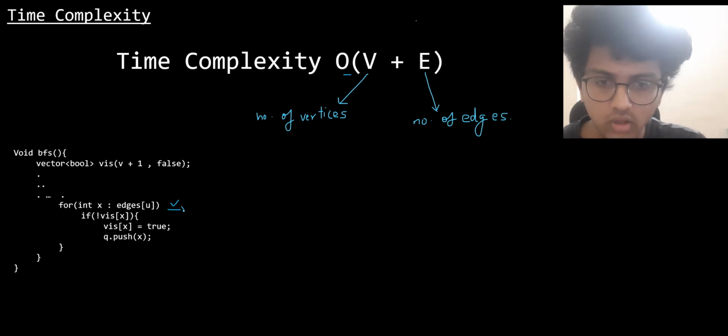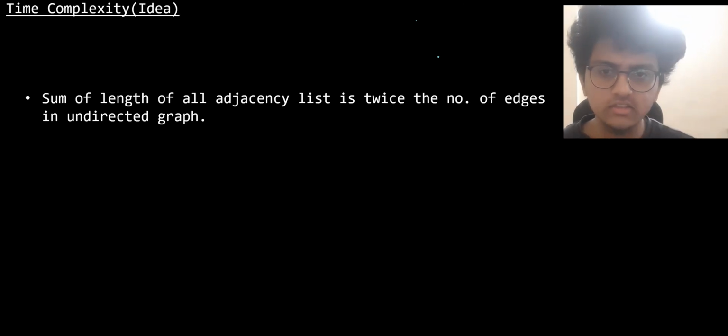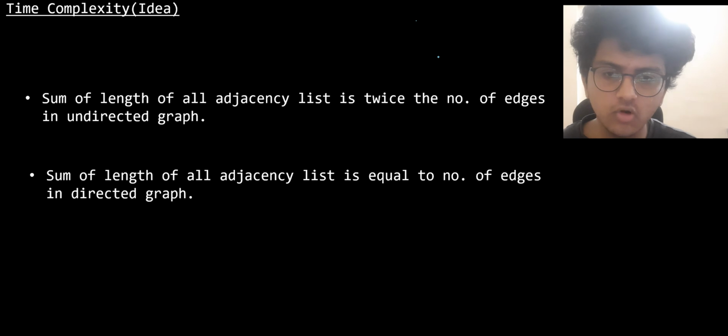So if we find out the sum of the lengths of all the adjacency lists, then we know the time complexity of BFS. As we know, the sum of the lengths of all the adjacency lists is twice the number of edges in an undirected graph, and it is equal to the number of edges in a directed graph. So through this concept, we can find out the time complexity of BFS.